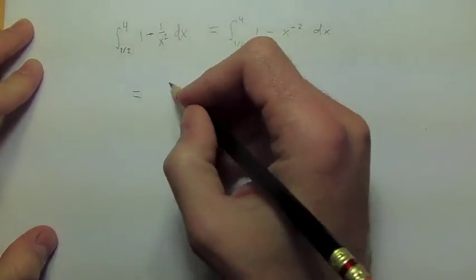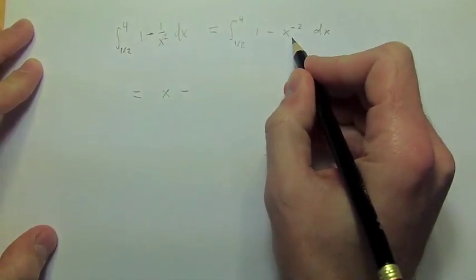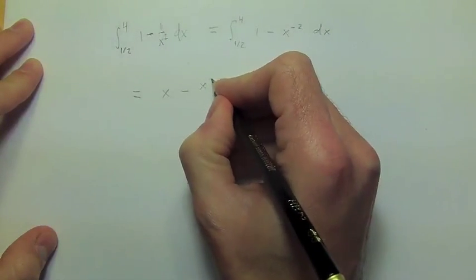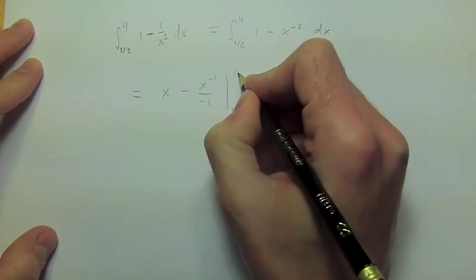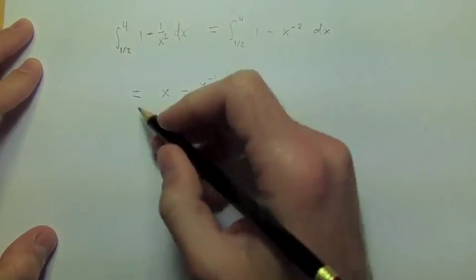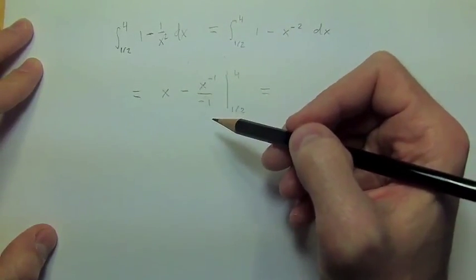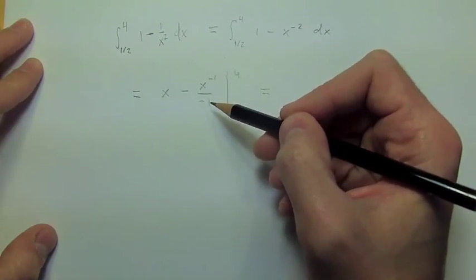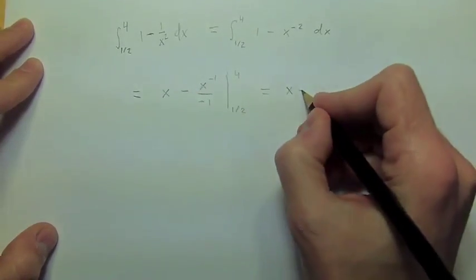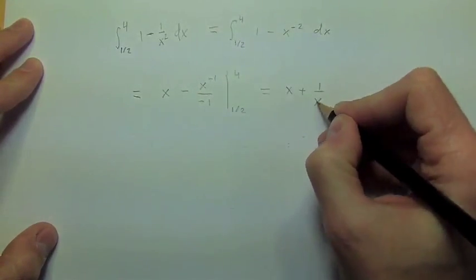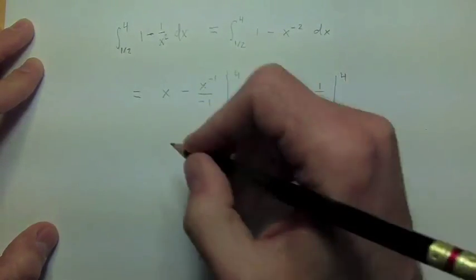So the antiderivative of 1 is simply x, and then x to the negative 2 will be x to the negative 1 over negative 1. And we're going to evaluate this from 1/2 to 4. Let's simplify this a bit. I just did the thing verbatim, I didn't really mess with simplifying it that much. But basically, this is going to be x plus 1 over x when I move that back down. So it'll be 1/2 to 4.